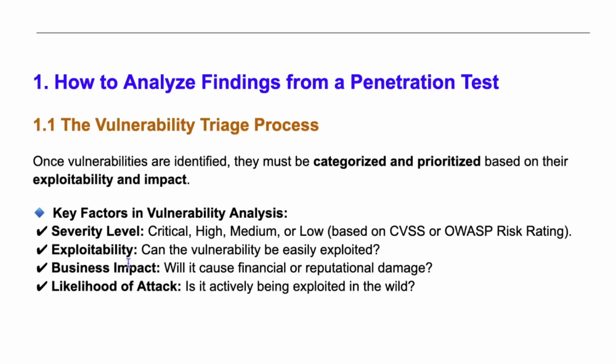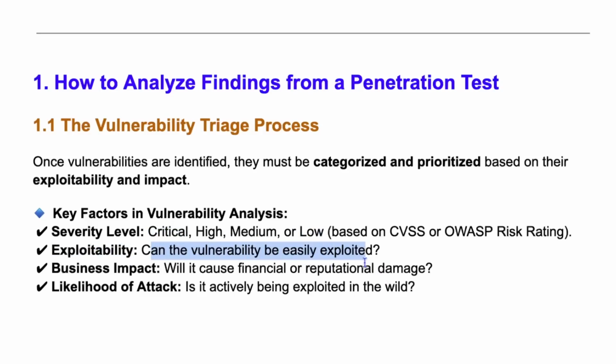So the key factors in the triage process in vulnerability analysis start with the severity level. So is it critical, high, medium, low? We already talked about the CVSS scoring or the OWASP risk rating process. So just based on those scoring systems, you would look at the severity level, and the critical ones need to be addressed before the low ones. It's very common sense.